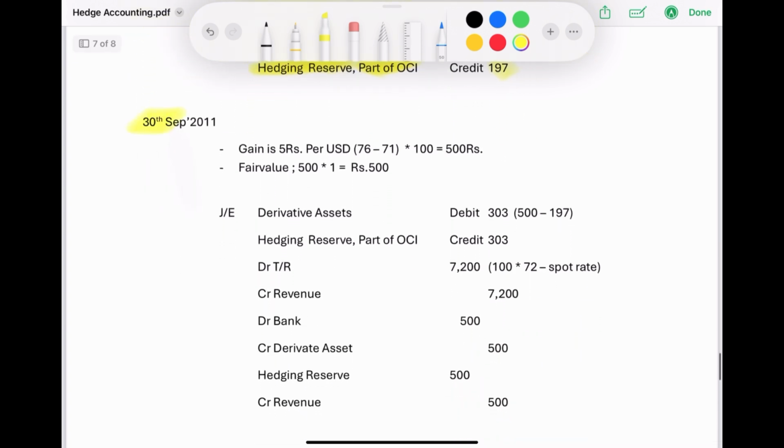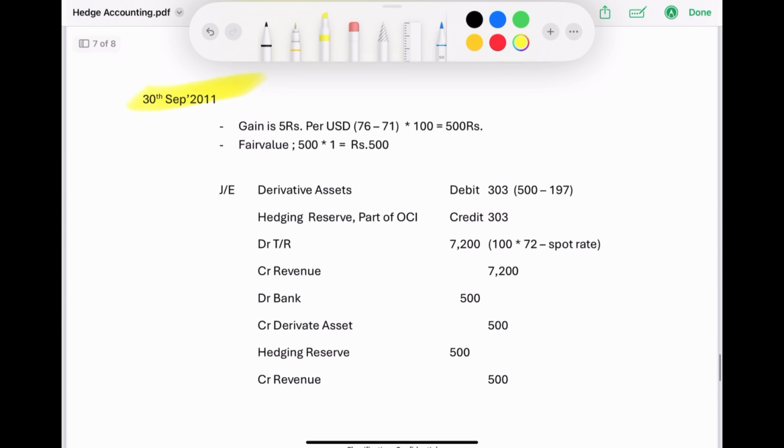Then let's see at the end of maturity what happens. Here you have a gain of 5 rupees per US dollar, because your maturity rate is 76, but the spot rate on the date of maturity is only 71. So you are gaining 5 rupees per dollar, and for $100 you are gaining 500 rupees. Right. So the fair value is 500, and there is no interest because you are realizing that 500 on this date. So the fair value itself is 500. There is no need to do any further discounting there.